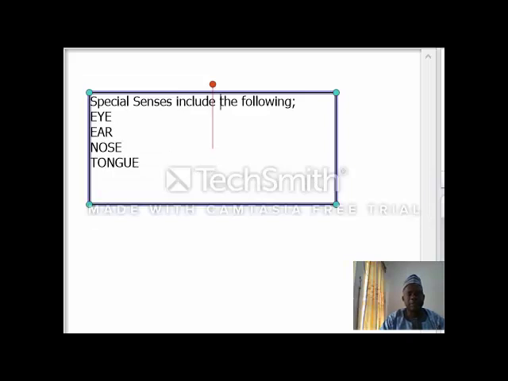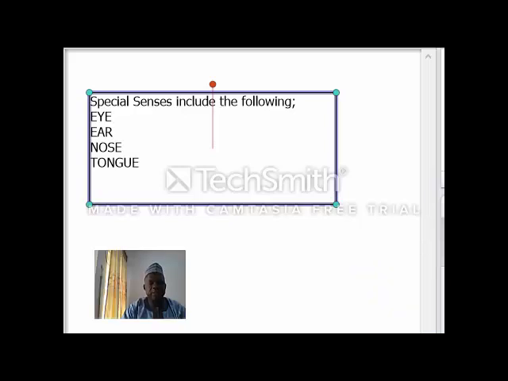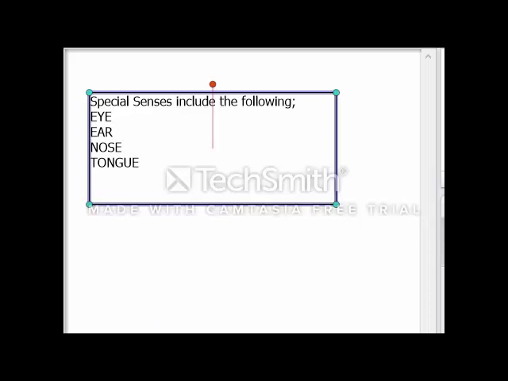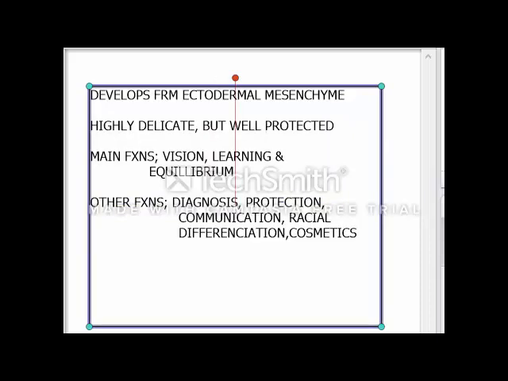What are spatial senses? They are organs in the body that help an individual to identify his own environment clearly and very well. They include the eye, the ear, the nose, and the tongue. So we consider the eye first.